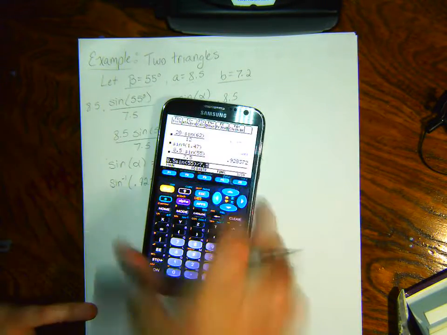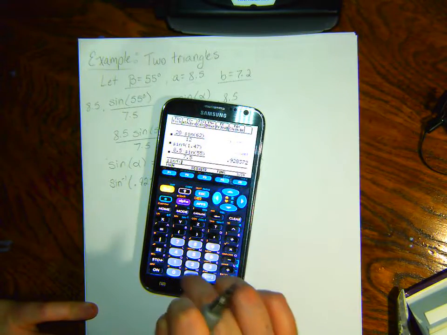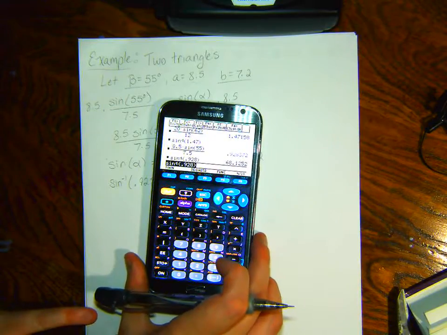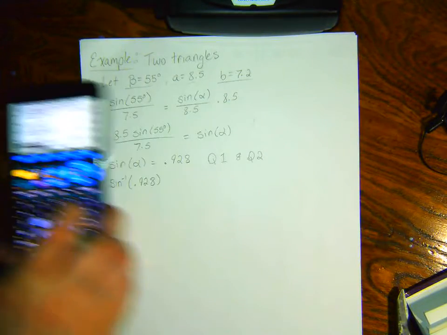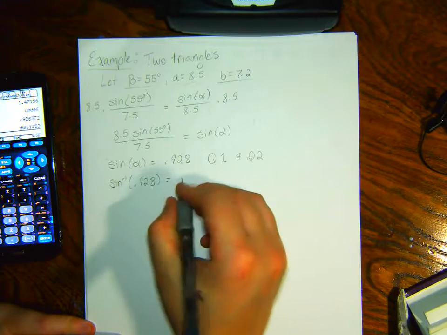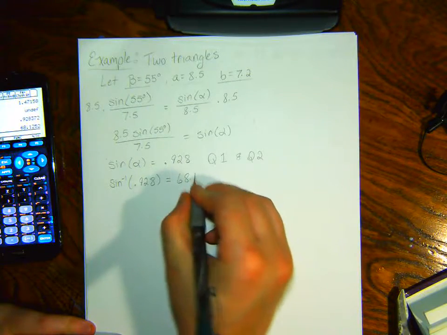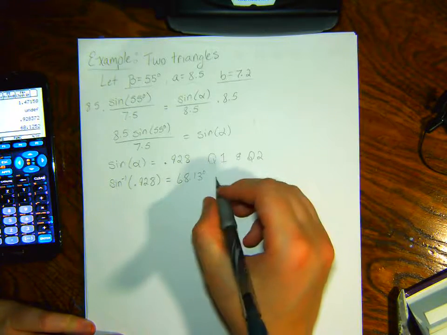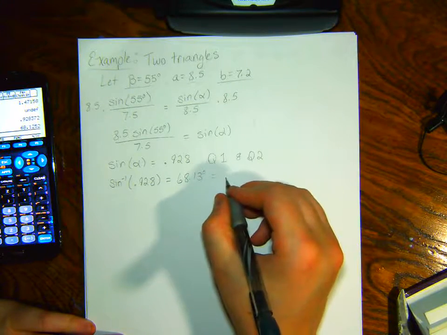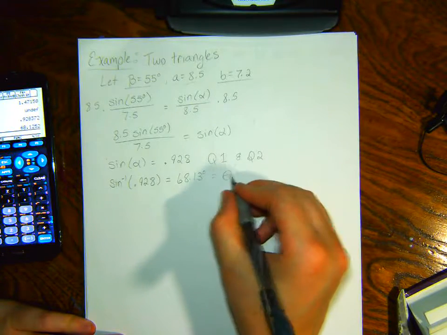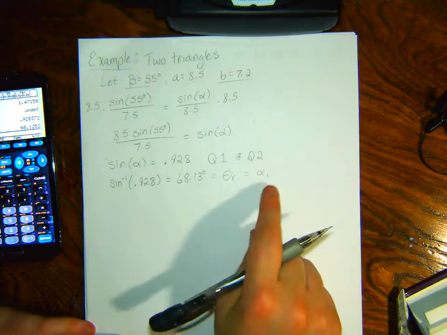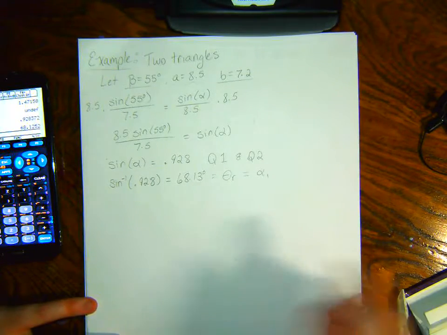Okay, so let's take a look at sine inverse of 0.928 and see what that gives me. That gives me an angle of 68.13 degrees. Because this is an acute positive angle, that's also going to be equal to my theta r. Let's also call this my alpha 1, because it's going to be one of the possible angles I can use.